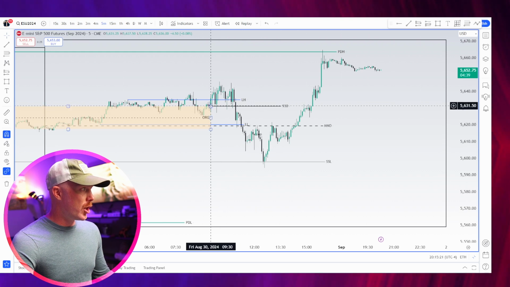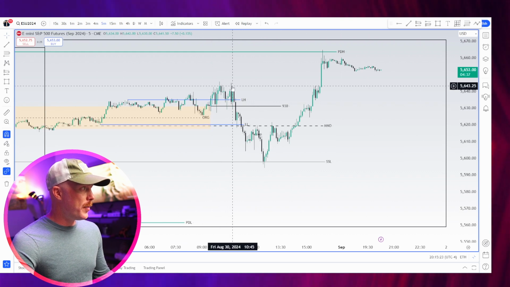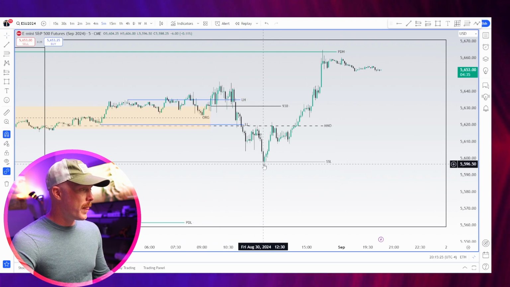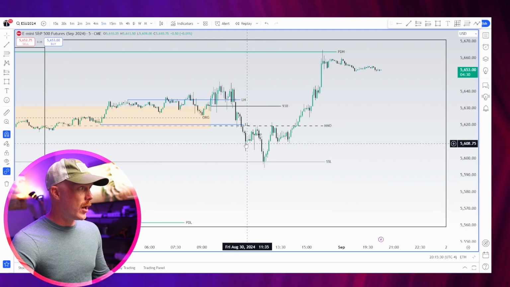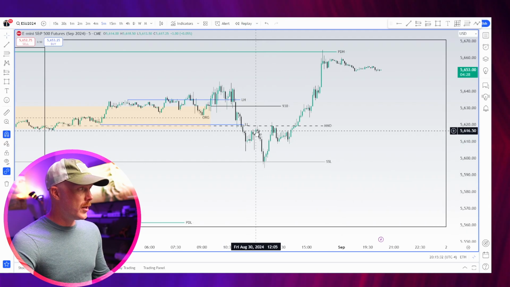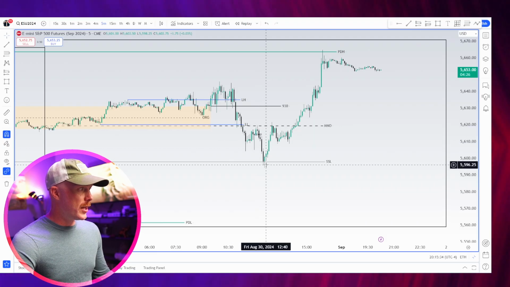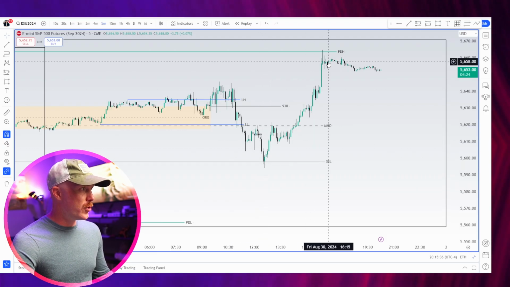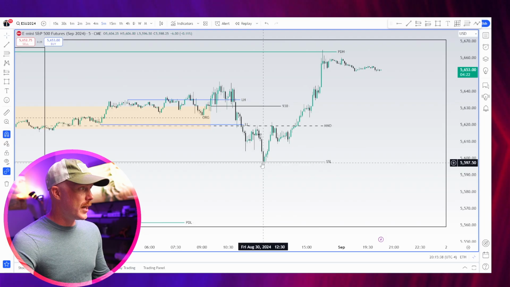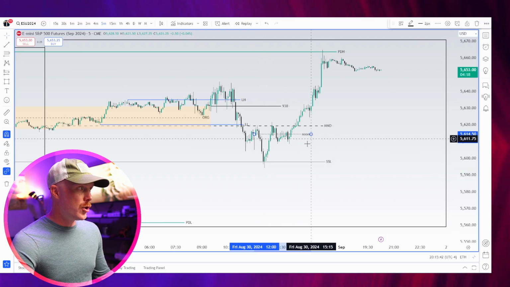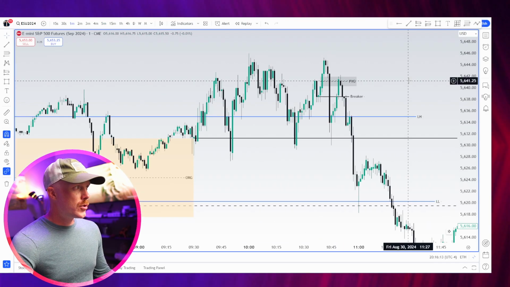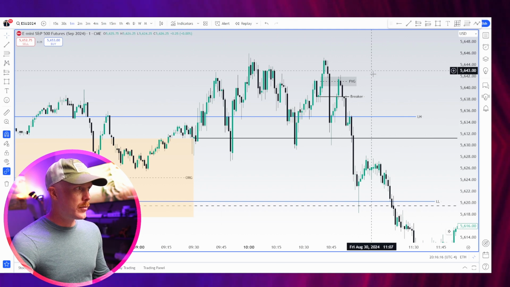So here's our accumulation, our manipulation, our distribution. We also can use this as a trade opportunity as well. Here's our accumulation, here's our manipulation, and here's our distribution from this sell side liquidity right here. After the noon session, we move lower, we move higher, and we have this big move to the upside. So here's our executions for our AM trade right here.